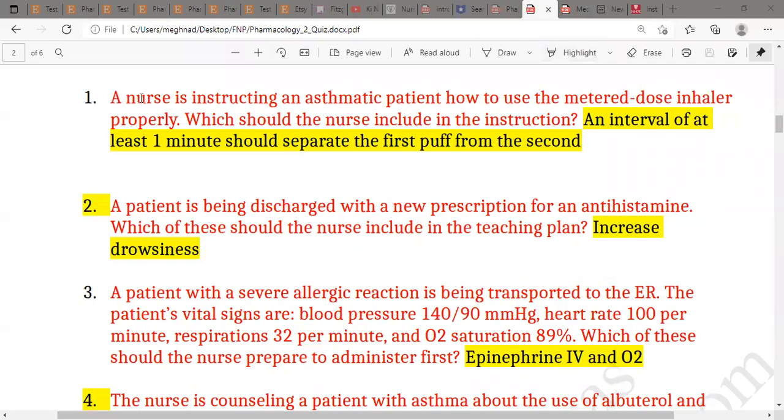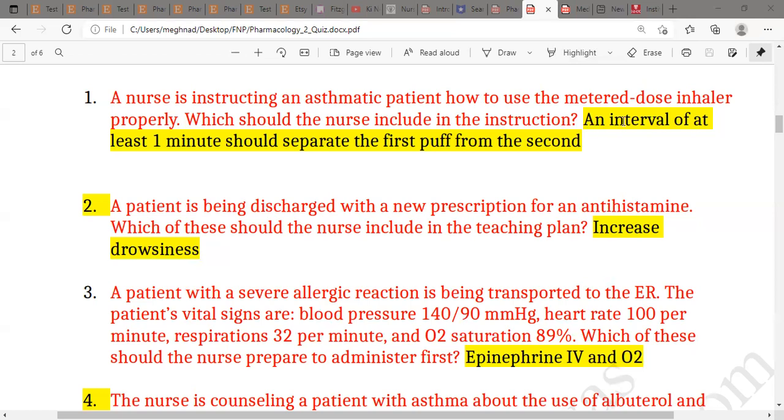Question 1. A nurse is instructing an asthmatic patient how to use a metered dose inhaler properly. Which should the nurse include in the instruction? The patient is diagnosed with asthma, in acute exacerbation of chronic asthma. It is called an asthmatic patient. The patient is prescribed a metered dose inhaler. As a healthcare provider, what important instruction should be included?